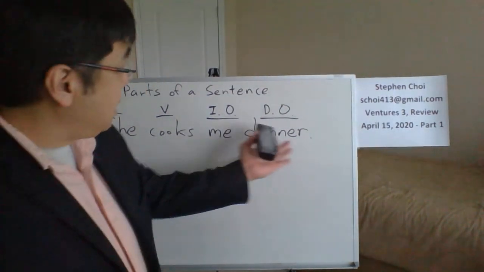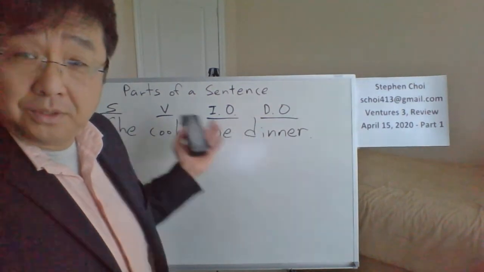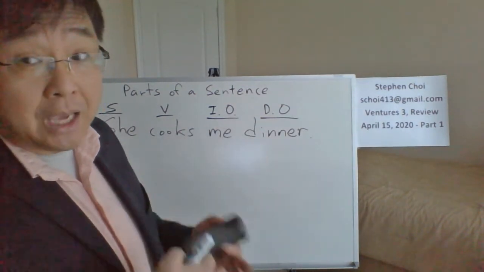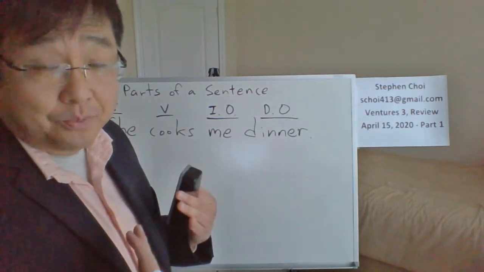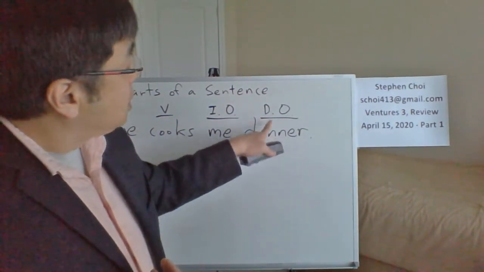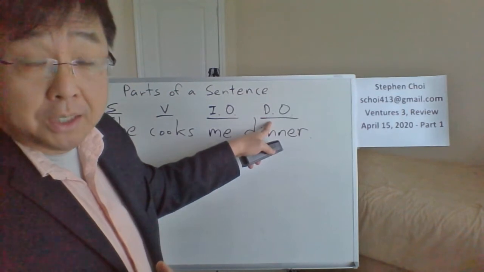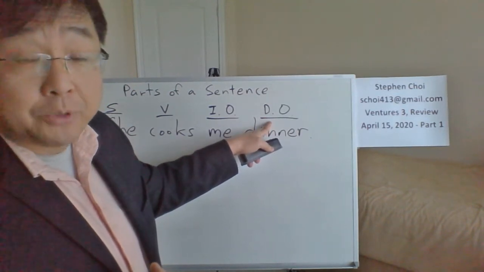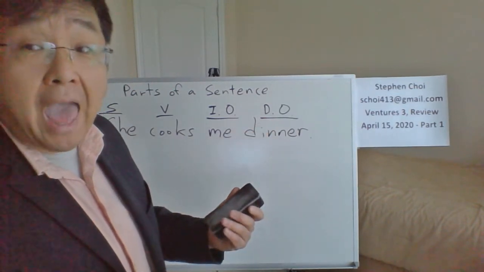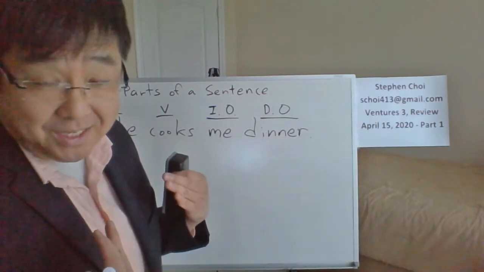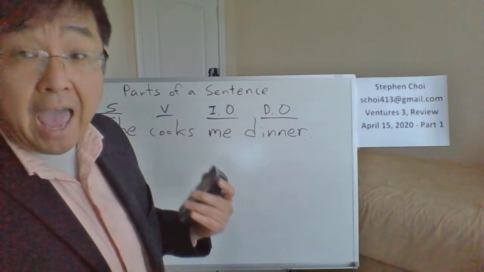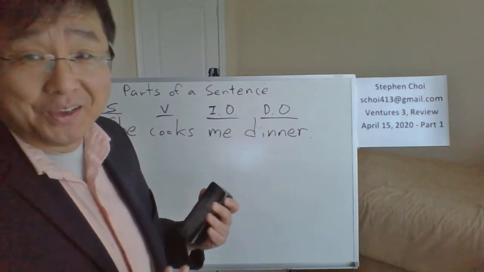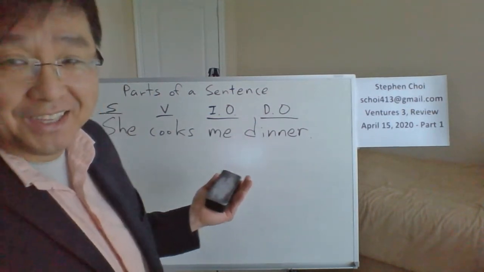Now, how do you know? Remember, I said subject performs action and object receives action, right? So we call this direct object because direct objects receive action directly. And then indirect objects receive action indirectly. Okay? Doesn't that make sense? Yes, it does make sense.